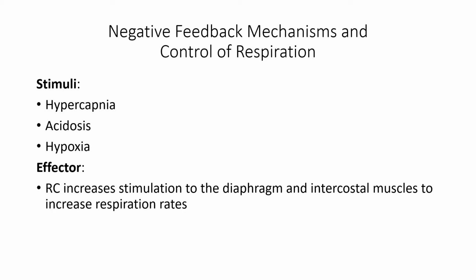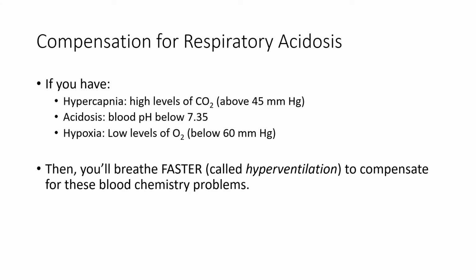All right, so like we talked, the Respiratory Center, which is called our RC, receives input from our central and our peripheral chemoreceptors, and as a response, the Respiratory Center sends out increased or decreased nerve impulses to the diaphragm and intercostal muscles to modify that respiration rate. Okay, so let's talk about compensation.